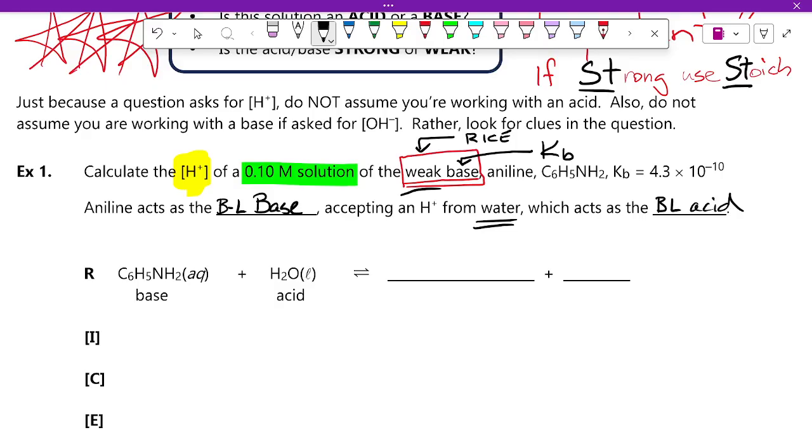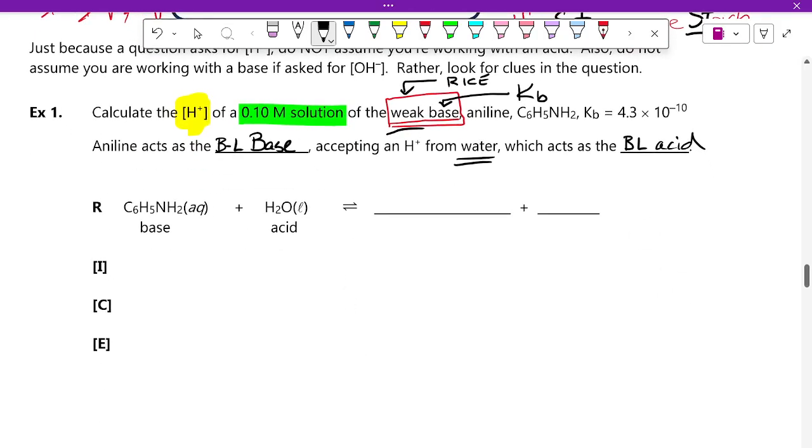And also we're going to use Kb because guess what? It gave us a Kb. Why would it give us a Kb if we didn't want to use Kb? It's possible, but it seems silly. Okay, go ahead and do this question. You know all the tools you need to do it. See if you can do it. It's no different than Ka, just this time it's a base.